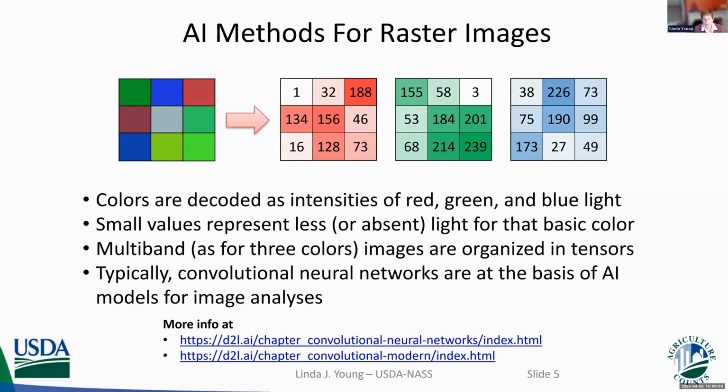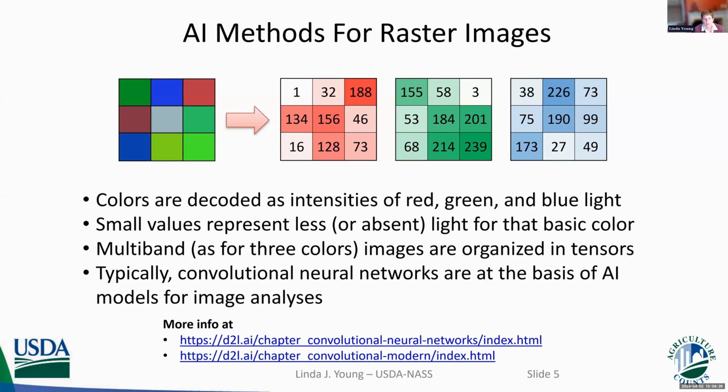Now for raster images, we have the grid, and the pixels are colored for each grid, and the colors are decoded as intensities of red, green, and blue light. So just as we do with a TV set, you have red, green, and blue. The smaller the value, the less intense the light is for that basic color. If it's 0, it's absent. And the larger it is, the more intense it is.